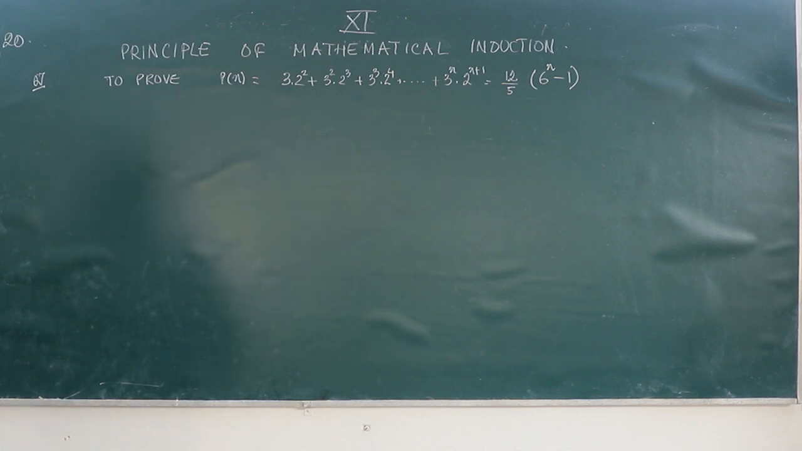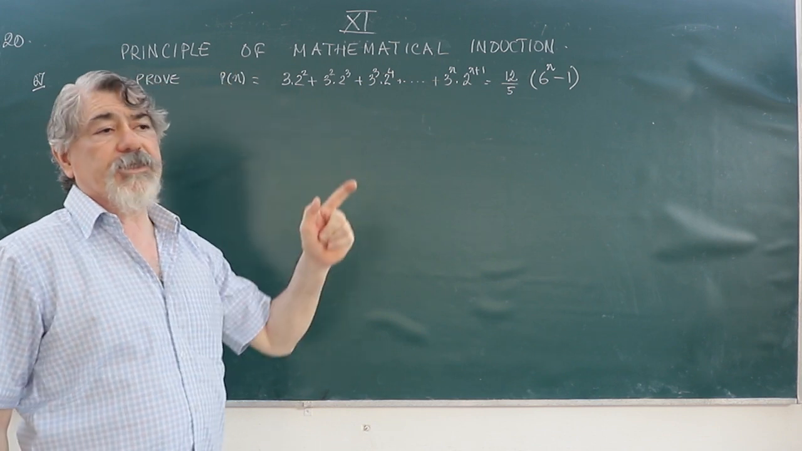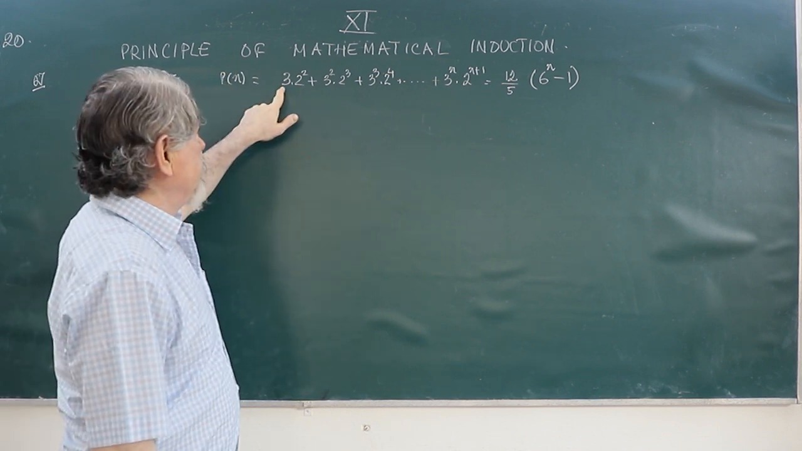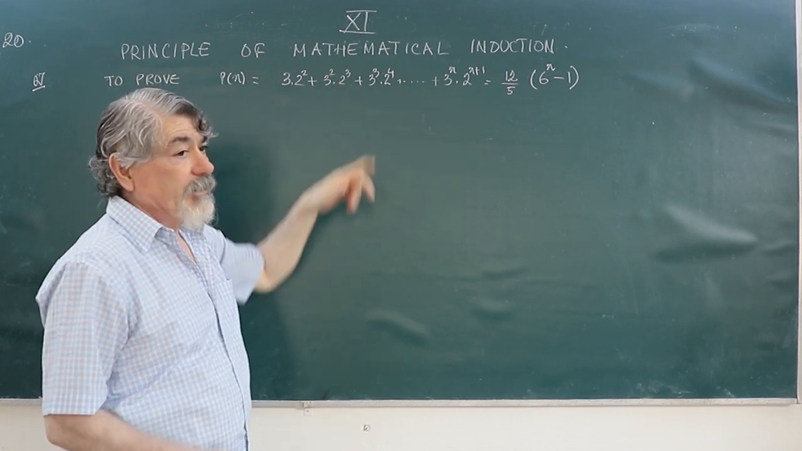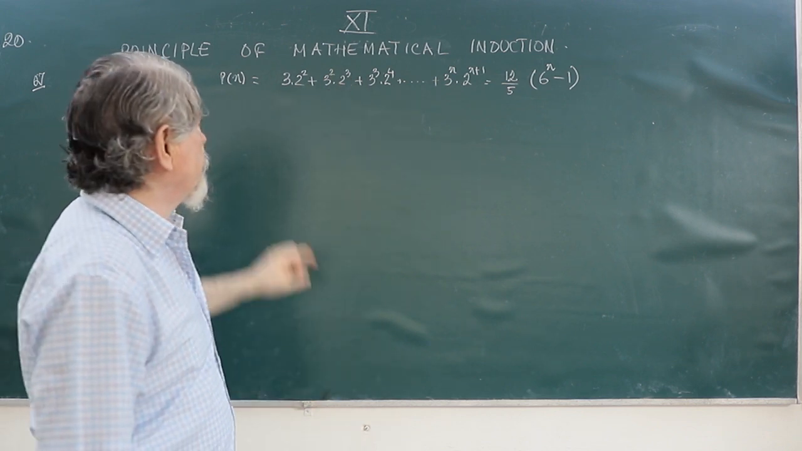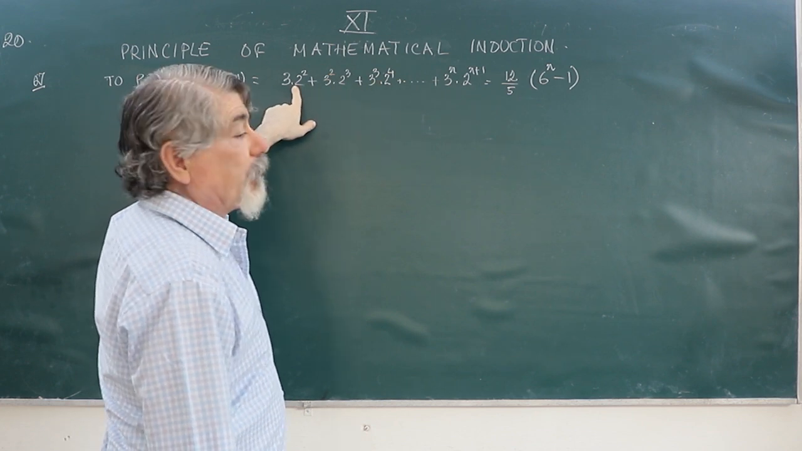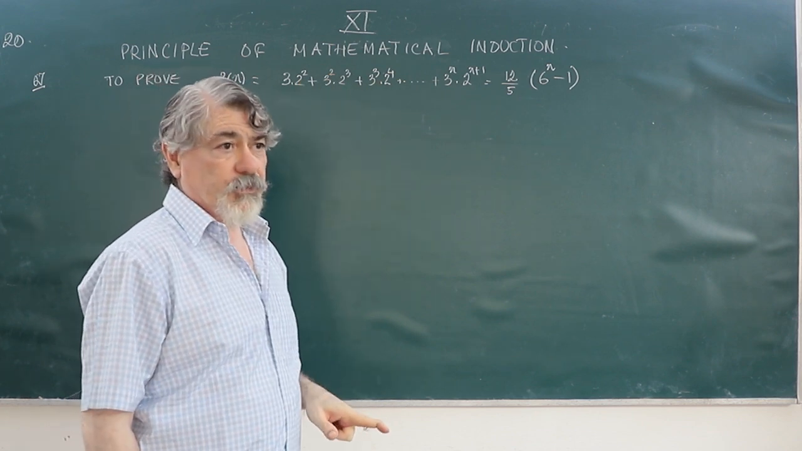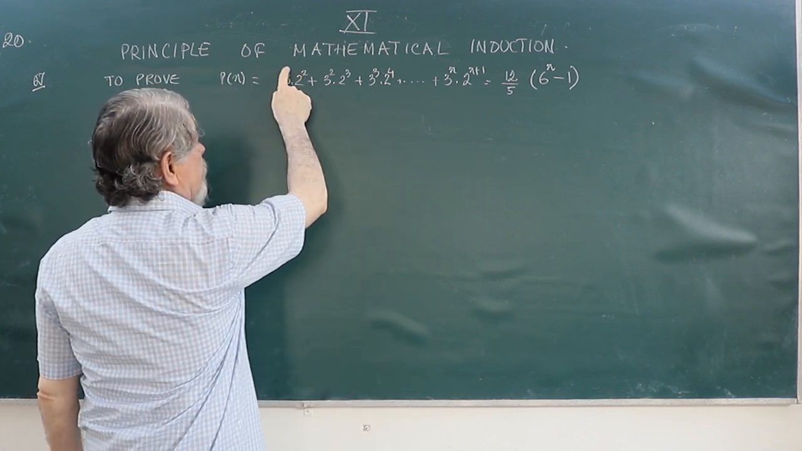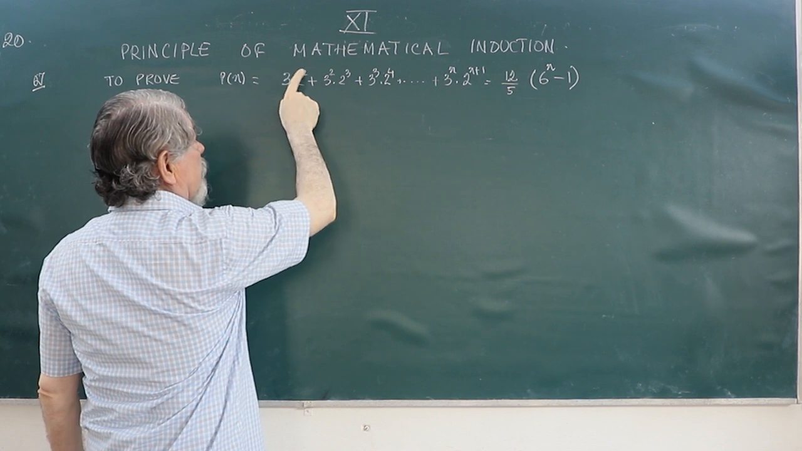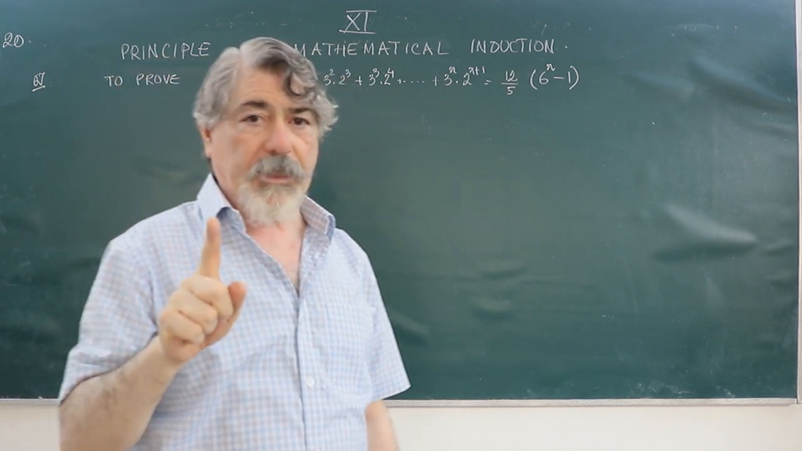The next question we have is to prove that this mathematical statement is true: 3 into 2 to the power 2 plus 3 to the power 2, 2 to the power 3. Just notice the powers of 3 are increasing by 1 and the powers of 2 are increasing by 1 also. But already the difference of power is 1 here, 3 to the power 1, 2 to the power 2. That means the difference between the power of 3 and 2 in the term is 1.